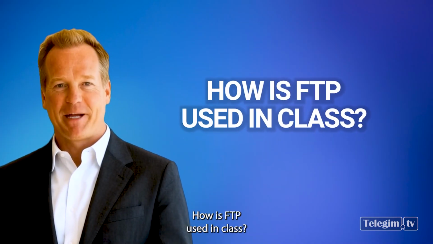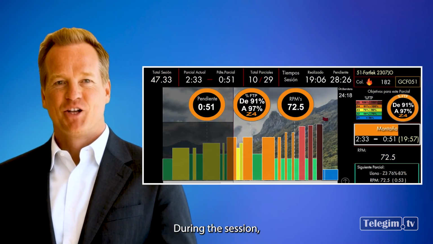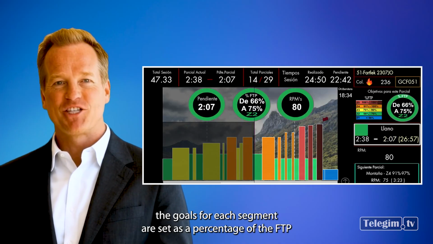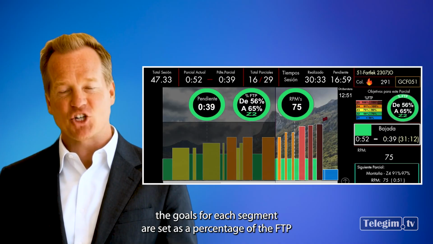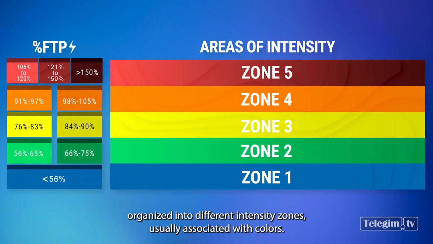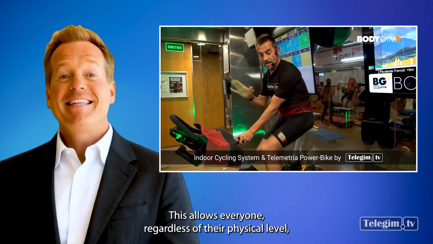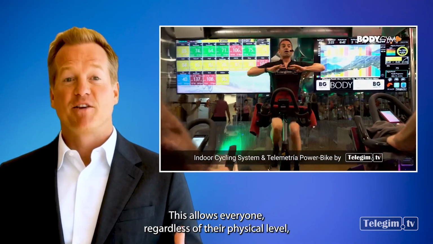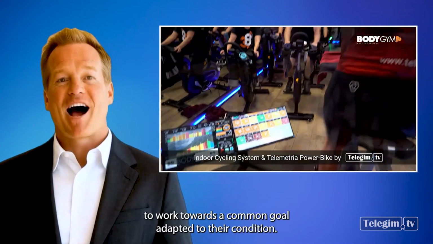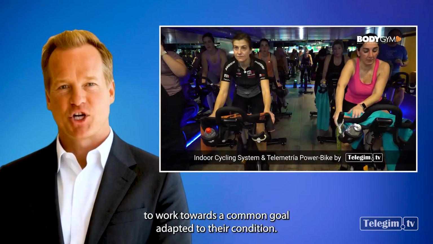How is FTP used in class? During the session, the goals for each segment are set as a percentage of the FTP, organized into different intensity zones, usually associated with colors. This allows everyone, regardless of their physical level, to work towards a common goal adapted to their condition.